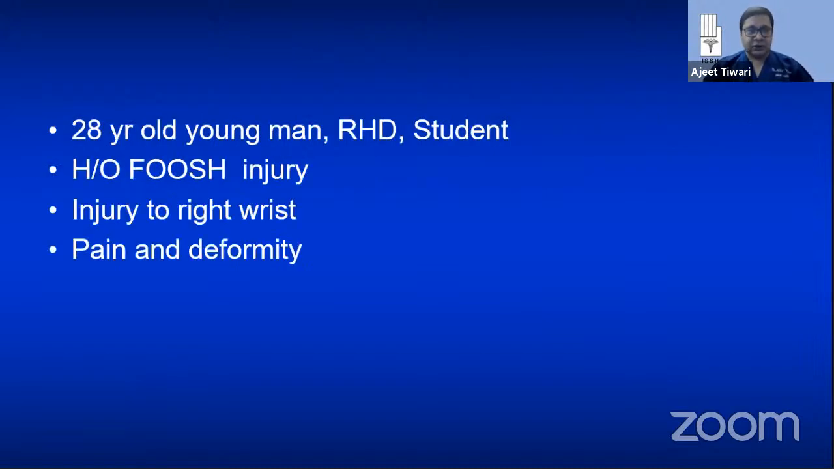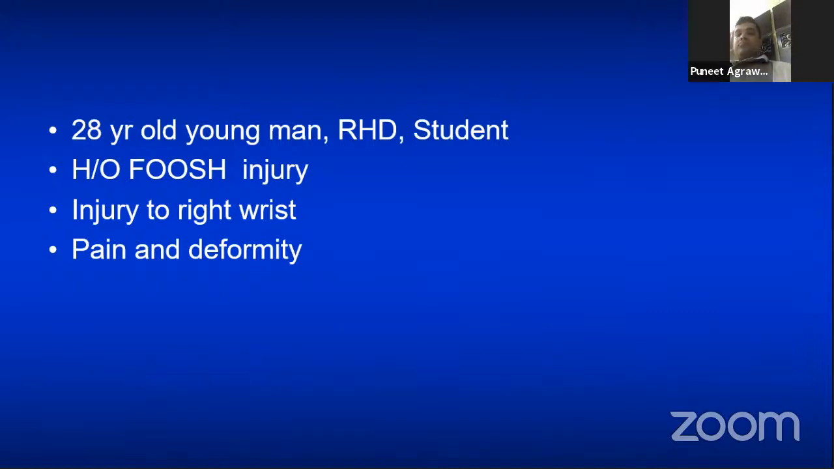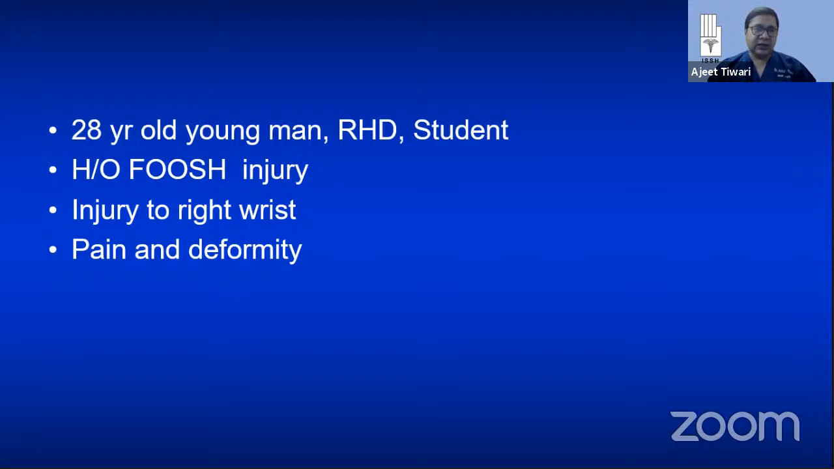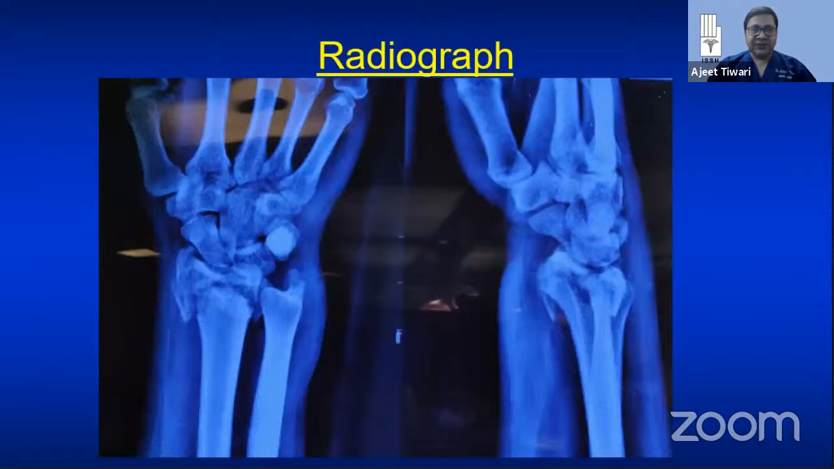So I'll start my talk with a small case. Here's a 28-year-old young man. He's right-hand dominant. He's basically preparing for services. He had a fall on an outstretched hand, and he has an injury to the right wrist. He presented to me with pain and deformity. Here's the X-ray of the patient, though this is not a very clear-cut X-ray. If you see, this X-ray has intra-articular comminution and a lot of small fragments there.